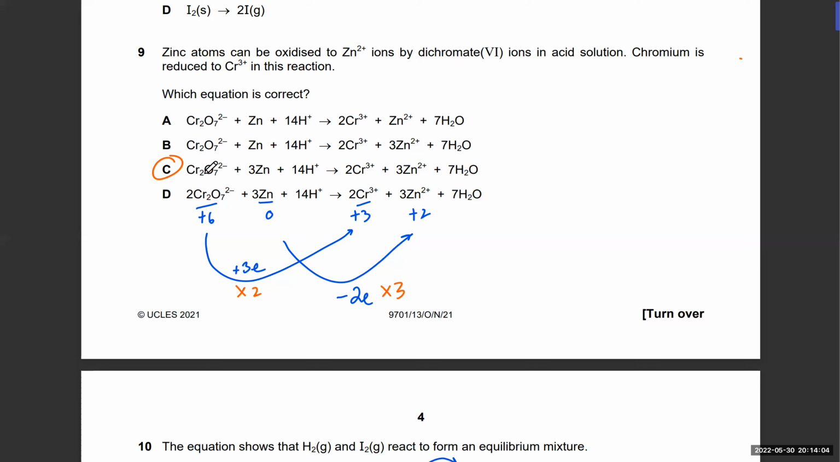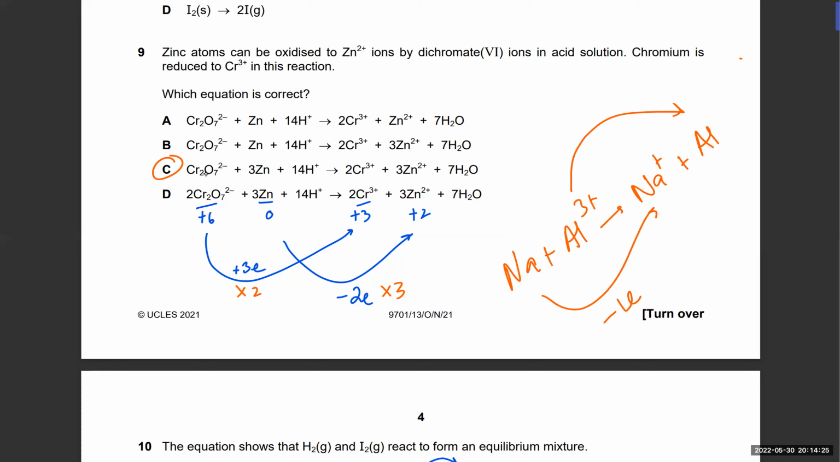Yes. I don't understand this part. Whenever you have a redox reaction, electrons gained and lost have to be equal. Like if I have this reaction, Na is losing just 1 electron. Al is gaining 3 electrons. So how can Al gain 3 electrons when Na is only losing 1 electron? So you multiply Na with 3. Now the number of electrons gained and lost would be equal. Is this example clear?